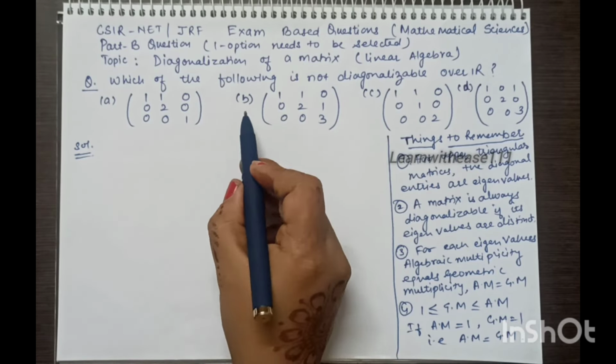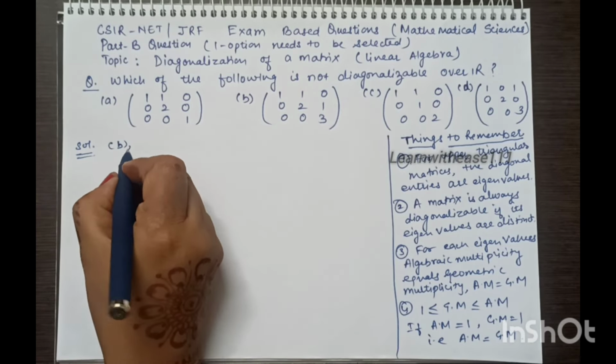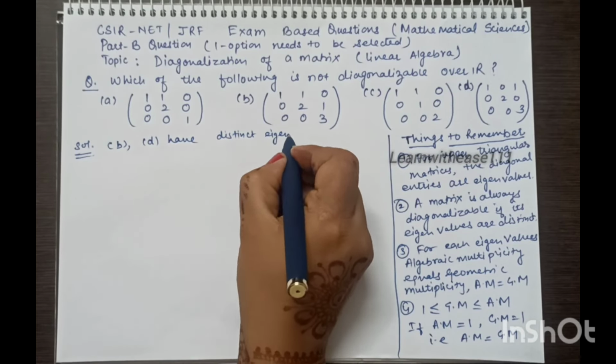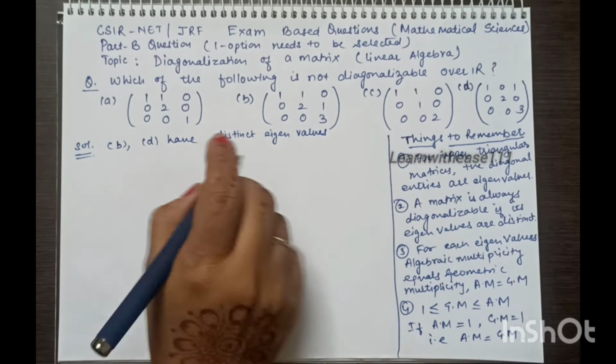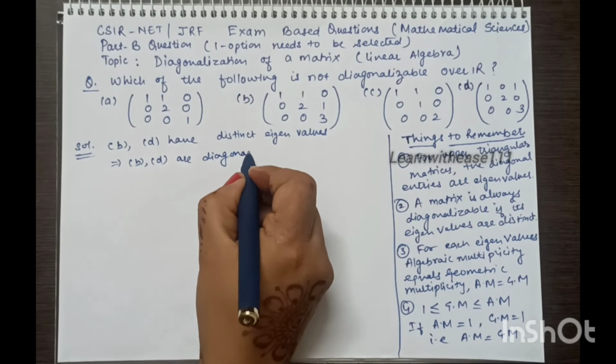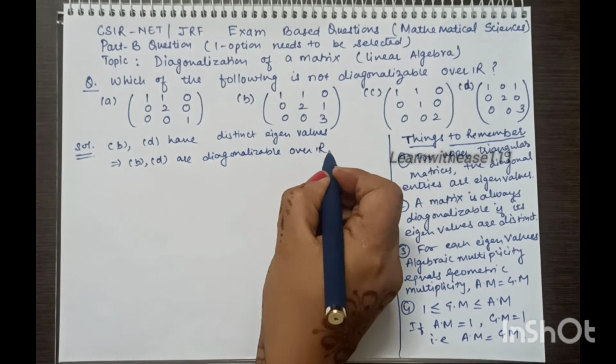So now based on these properties, you can easily see matrix B and matrix D are clearly diagonalizable because their eigenvalues are distinct. Eigenvalues of B and D matrices are distinct, so B and D are diagonalizable over R. See, over R means your eigenvalues are real.